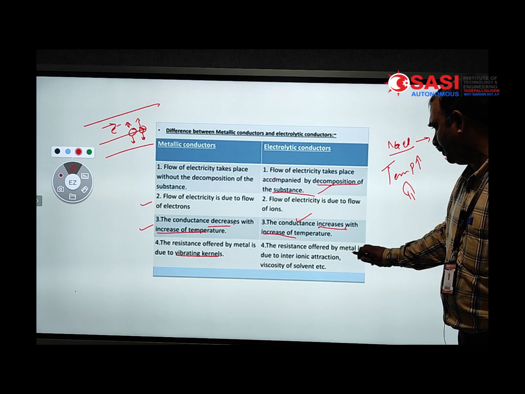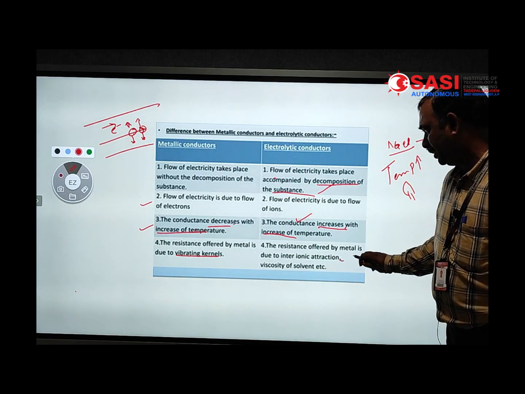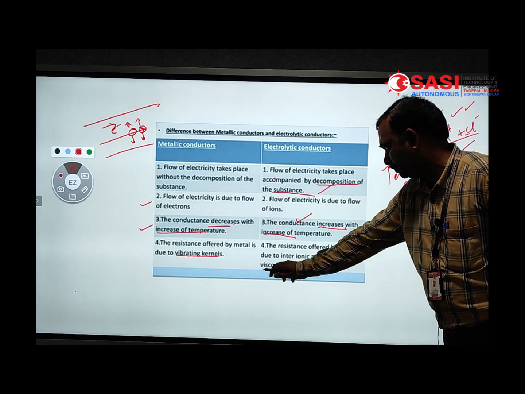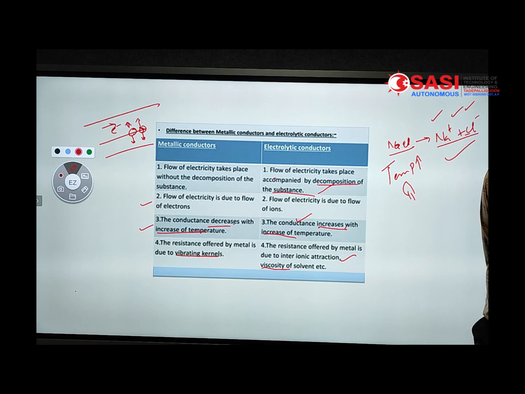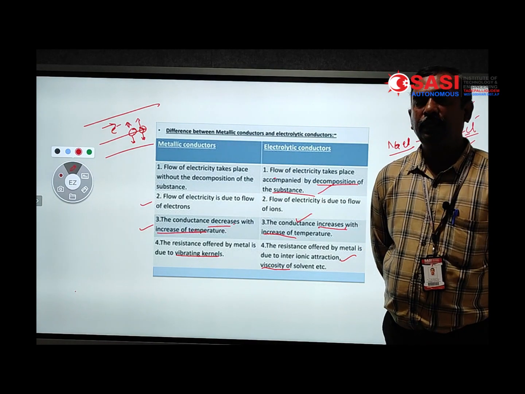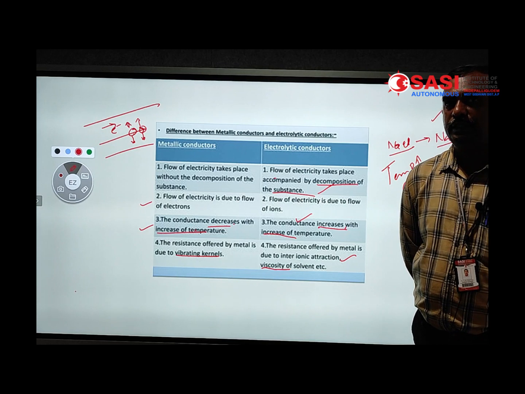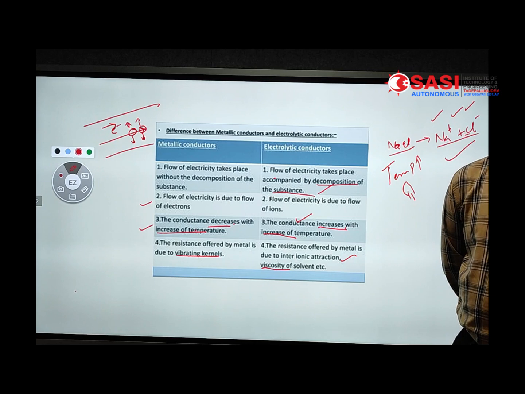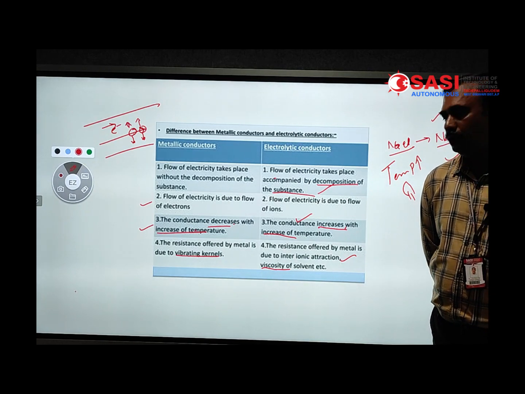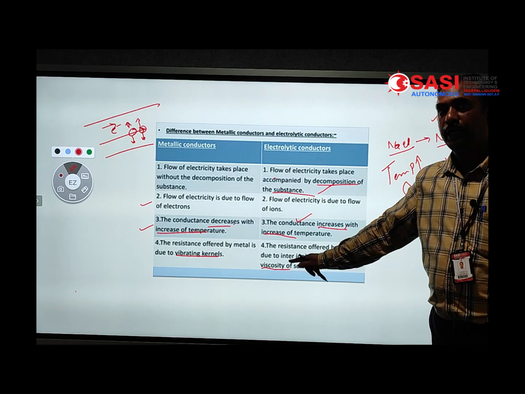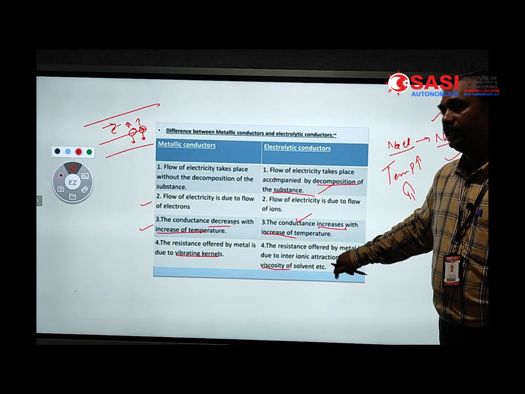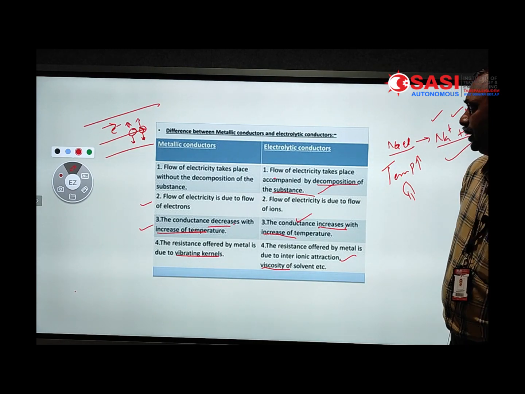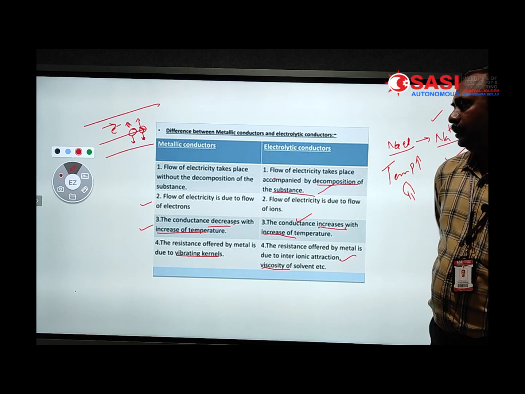Similarly, the resistance offered by the metals is due to ionic interactions, which we discussed just now. In the case of electrolytes, it depends upon the viscosity of the solvent. If you are taking the electrolyte in a solvent which is more viscous, then the movement of the ions will be hindered or decrease. Means conductivity will be more in those solvents where the viscosity is less. So conductance will also depend upon viscosity as well as interaction of the ions. So this is the main difference between a metallic conductor and an electrolytic conductor.